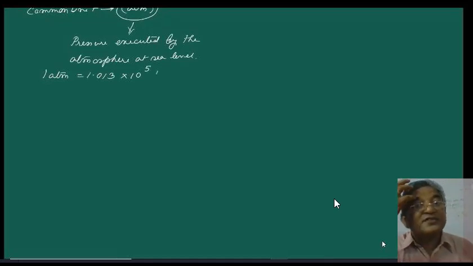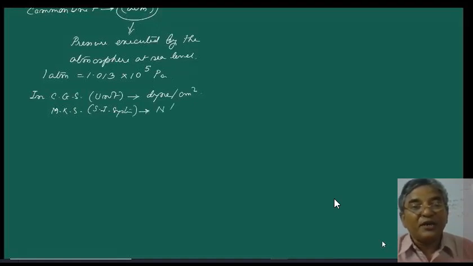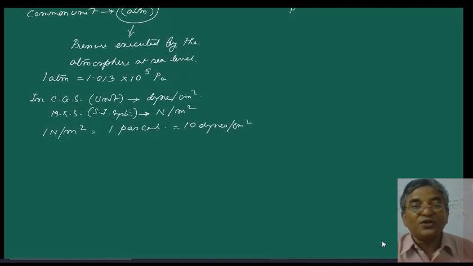Now the common unit is the atmosphere, which we can write as atm. So pressure exerted by the atmosphere at sea level is 1 atm, which is equal to 1.013 into 10 to the power 5 Pa, the Pascal. In CGS unit, it is dyne per square centimeter. In the SI system, it is Newton per square meter. So 1 Newton per square meter gives you 1 Pascal, which is equal to 10 dynes per square centimeter.